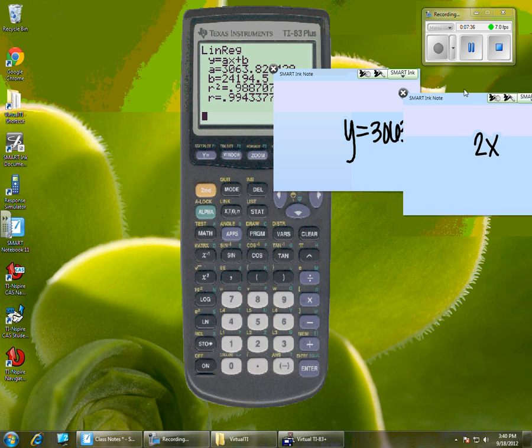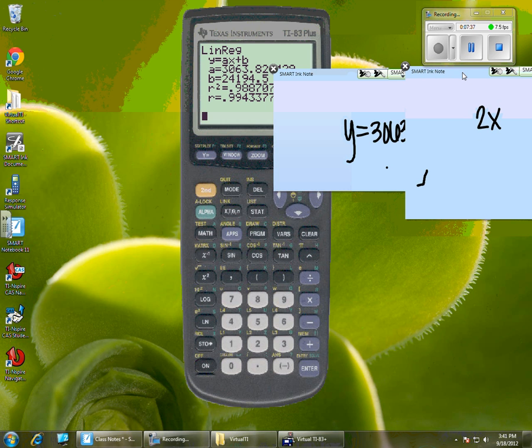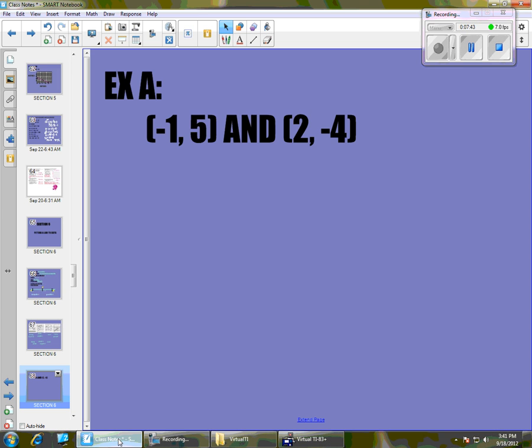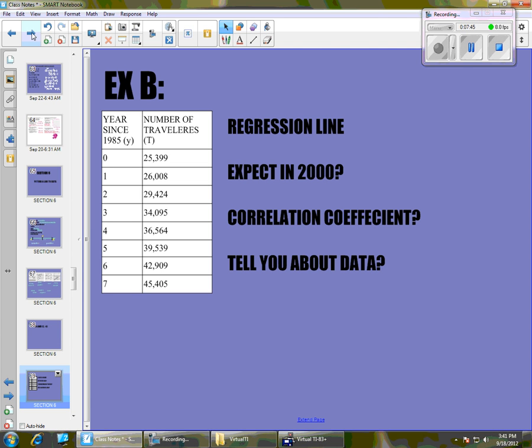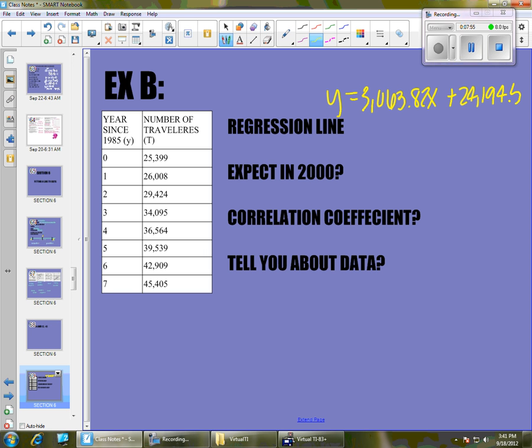Oh, I'm kind of writing off to the side here. Okay, let me grab up my smart notebook here. So we've got y equals 3063.82x plus 24,194.5. Okay, and you can just give me one decimal.